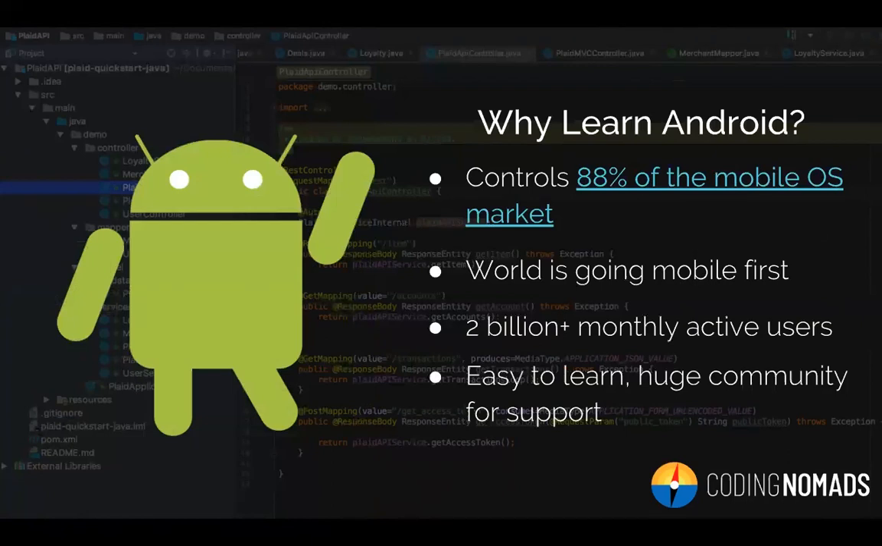So why do we learn Android? Well, mainly the mobile market is almost completely controlled by Android. 88% of mobile operating systems are Android. Everyone is going mobile first, which means that companies are building their applications first instead of their websites. There are more than 2 billion monthly active users. That's almost 1/3 of the planet. And it's easy to learn. It has a huge community that helps with problems and building it.